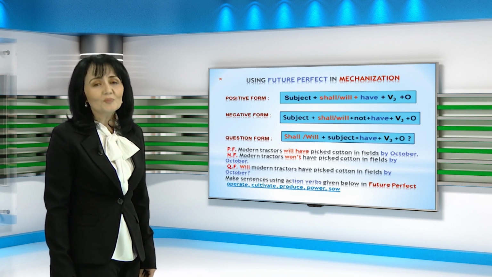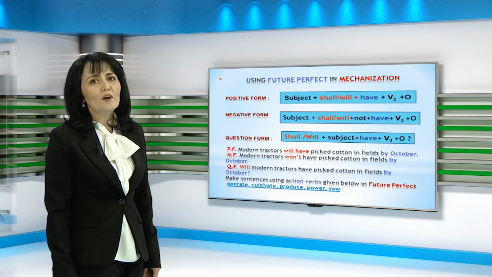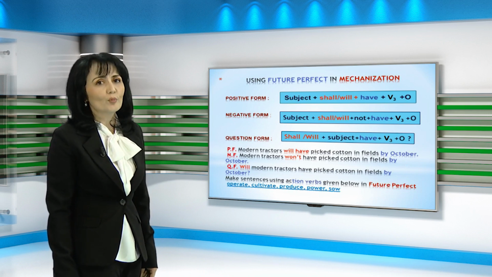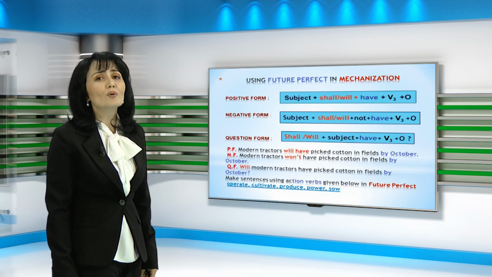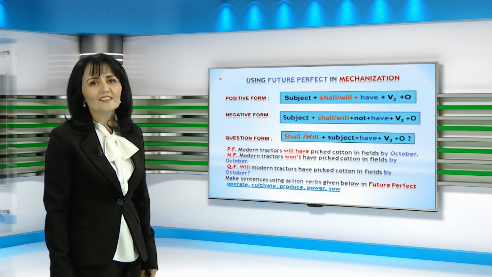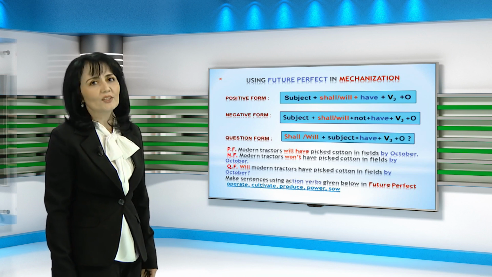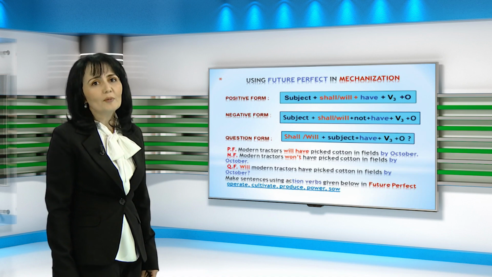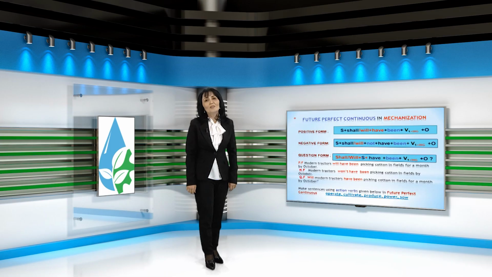Let me give some samples. Modern tractors will have picked cotton in fields by October. Modern tractors won't have picked cotton in fields by October. Will modern tractors have picked cotton in fields by October? Again, for you to practice, there are some action verbs that are given below the slide. Now let me move to the next slide. It's about future perfect continuous tense.